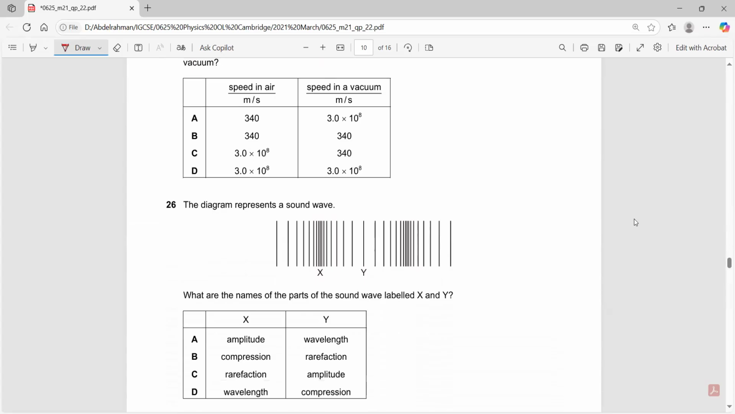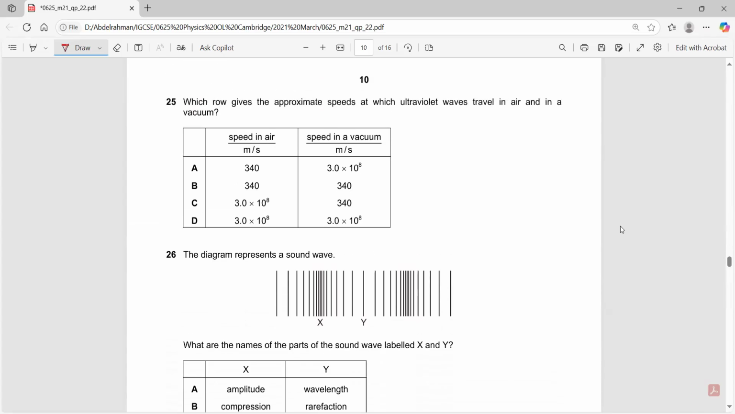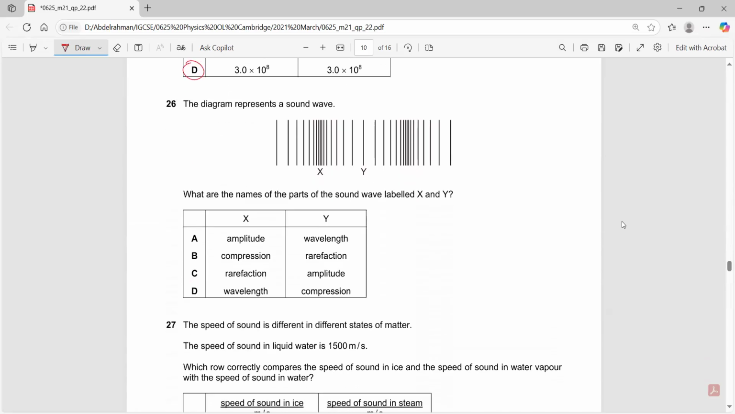Which row gives the approximate speeds at which ultraviolet waves travel in air and in a vacuum? 3 times 10 to the power of 8 for both. What are the parts of the sound wave labeled X and Y? X is a compression and Y is a rarefaction. Yes.